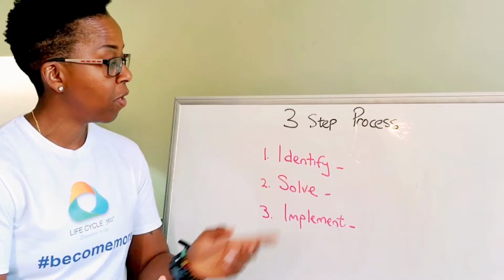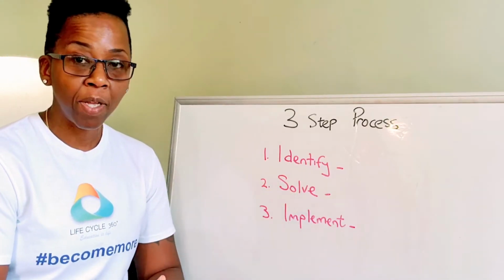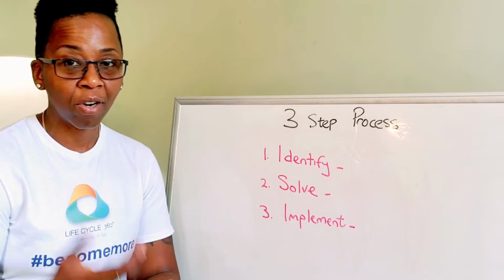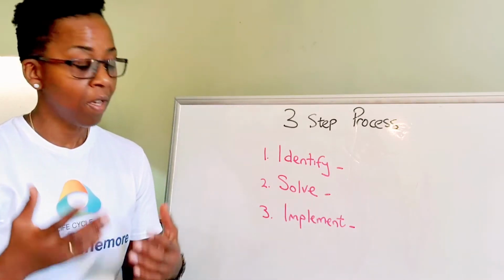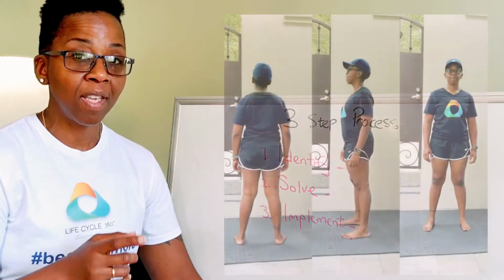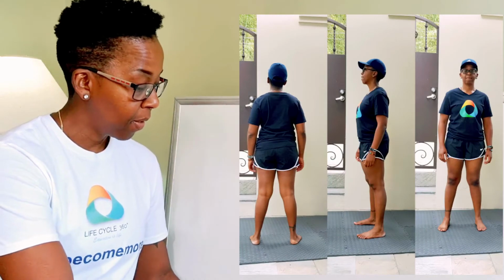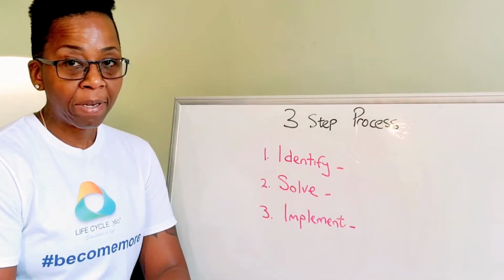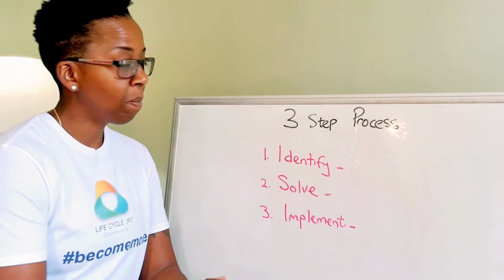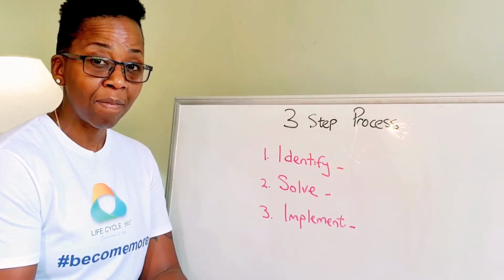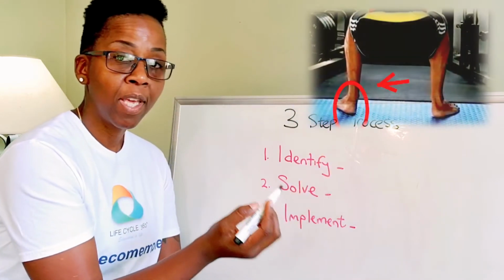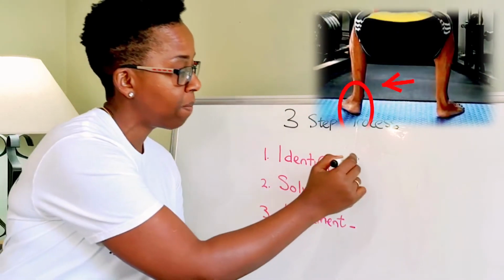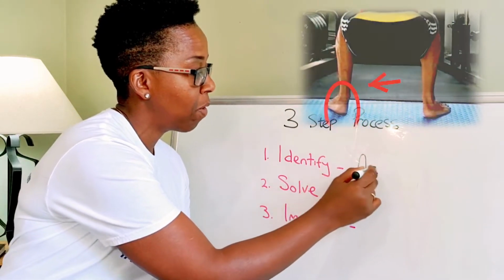First step we want to do is identify the problem, and that's where the trained eyes of the corrective exercise specialist will be able to see certain things on you. But in order to see it, the corrective exercise specialist, or the CES, needs to perform certain assessments on you, and that will help him or her identify the problem. So assessments is going to be the first thing we want to do.